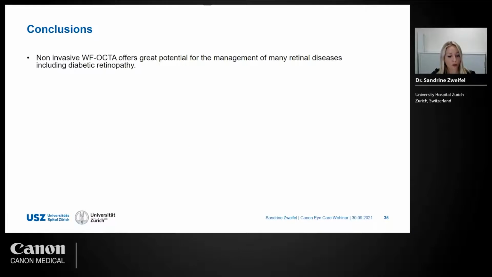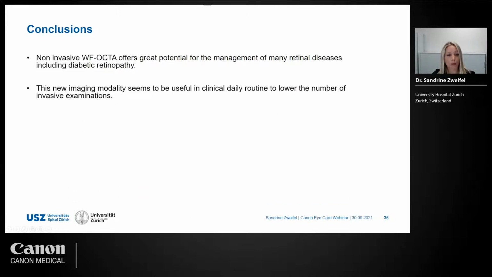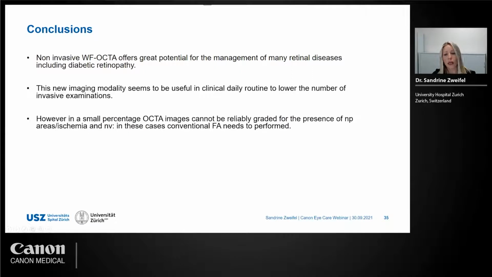In conclusion, non-invasive widefield OCT angiography offers a great potential for the management of many retinal diseases, including diabetic retinopathy. This new imaging modality seems to be useful in clinical daily routine to lower the number of invasive examinations. However, in a small percentage, OCT angiography images cannot be reliably graded for the presence of non-perfusion areas and neovascularization, and in these cases, we still need conventional fluorescein angiography.